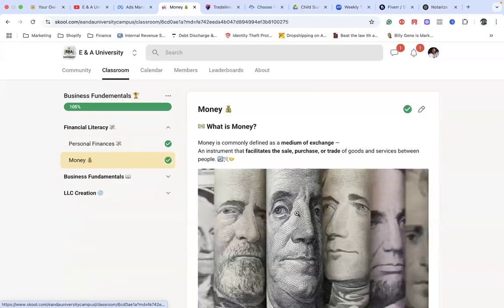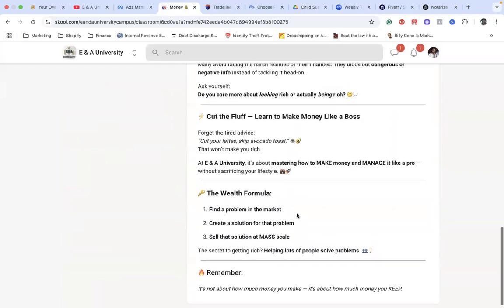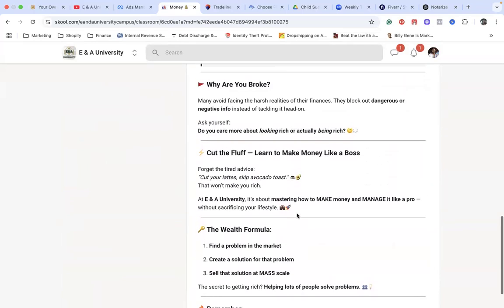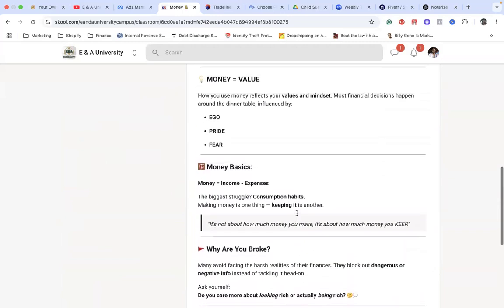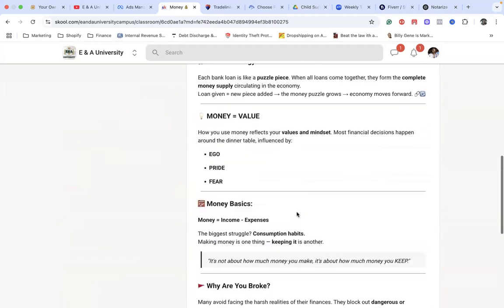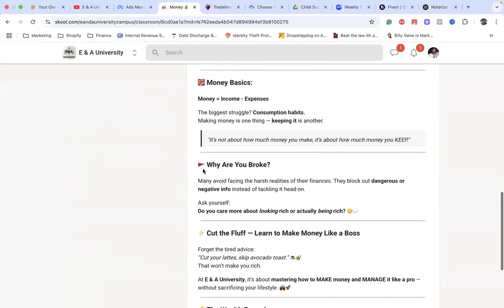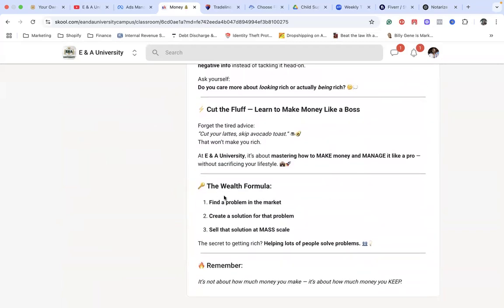You guys want to be free, right? I work at the beach every day. I take my laptop, go work, put my feet in the sand, and work all day. I'm building this campus out at the beach. So what I'm sharing here is the wealth formula.